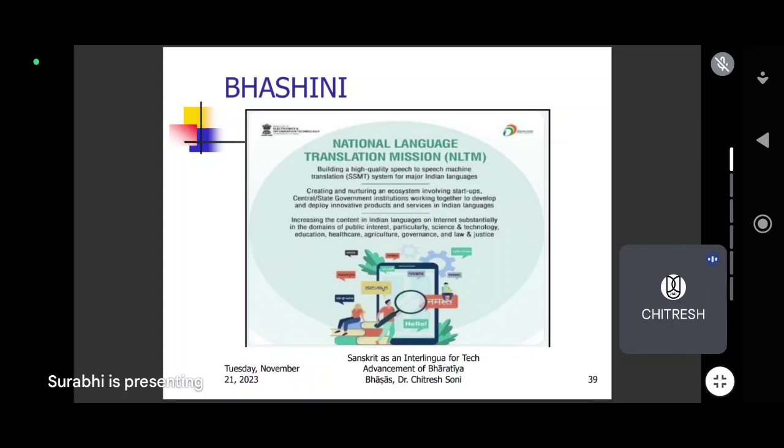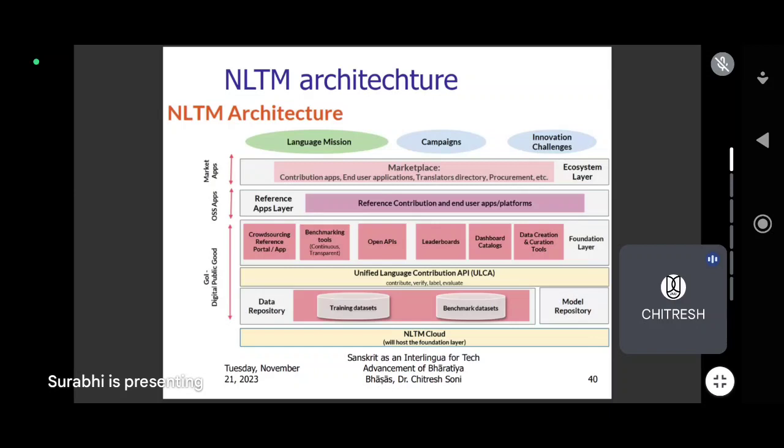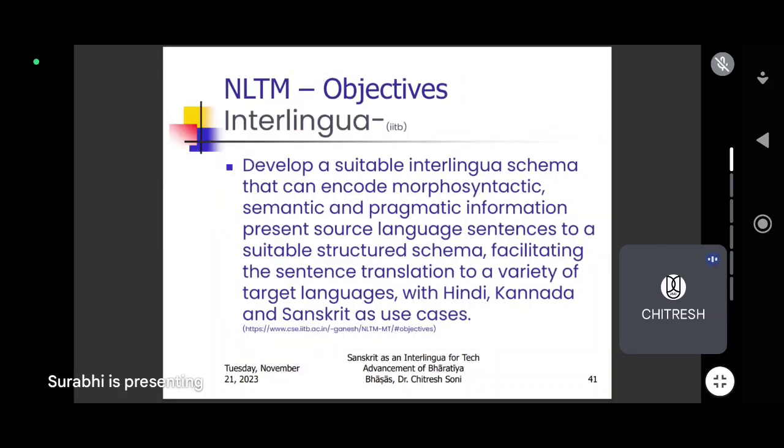Next, please. This is the structure of NLTM. All computer scientists present here must be knowing all these things, so I need not explain it to them. Next, please. It was taken from a presentation by the National e-Governance Division at an Amrit Mahotsav Mela. It was presented by the National e-Governance Division of the Ministry of Electronics and IT, and the NLTM part, and the Interlingua part, which is currently being researched by IIT Bombay.